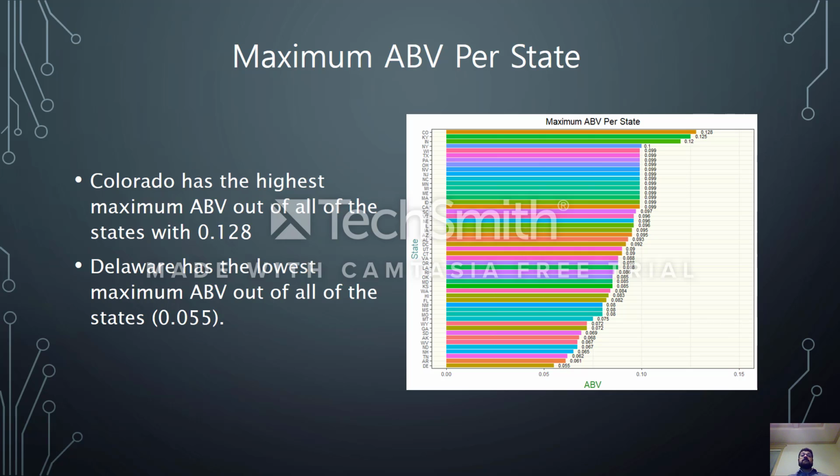Looking at the maximum ABV per state, we can see Colorado has the highest with an ABV of 12.8%. That beer was the Lee Hill Series Volume 5 Belgian Style Quadruple Ale, if you're curious. Delaware has the lowest with 5.5%.